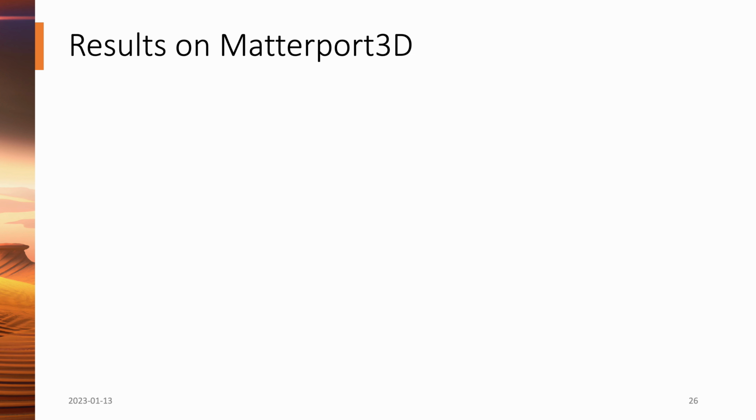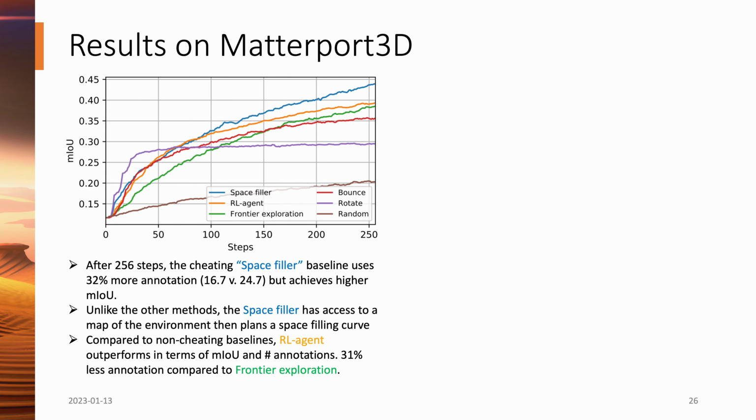Let's look at quantitative results on the photorealistic Matterport 3D simulator. On the x-axis, we have the number of actions taken by the different methods we have proposed, and on the y-axis, we have our mIoU score, where higher is better. The top blue line is a space-filling curve method. This method requires knowing the layout and reachability of the environment in advance, and hence has an unfair advantage compared to other methods, and it is included as an upper bound.